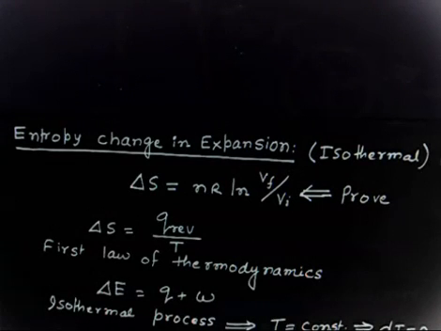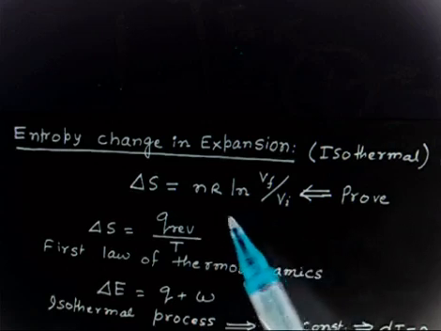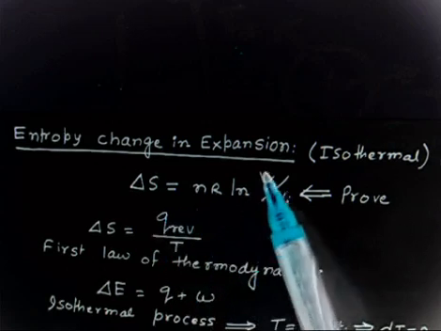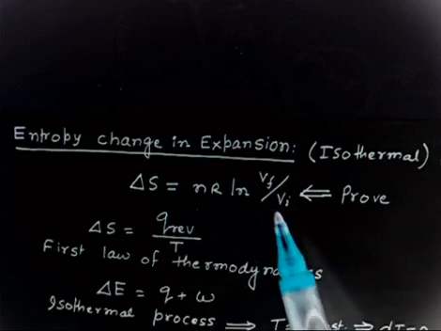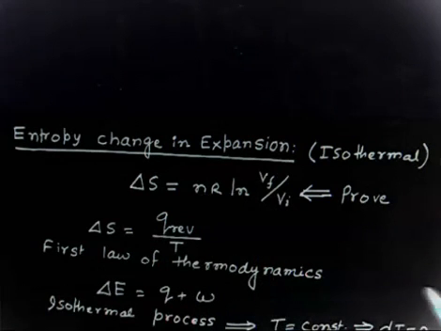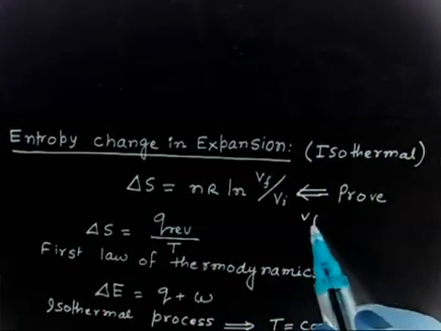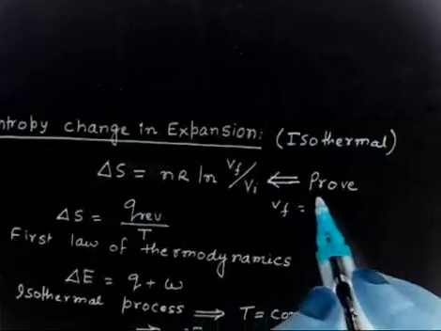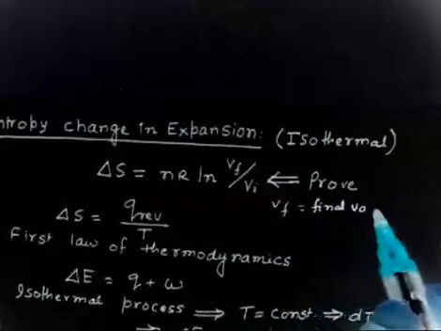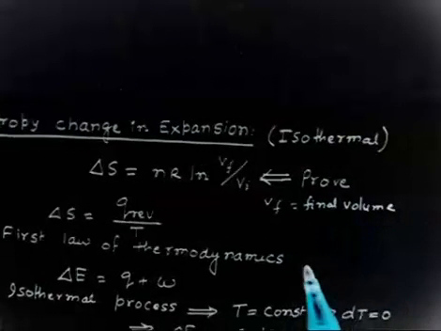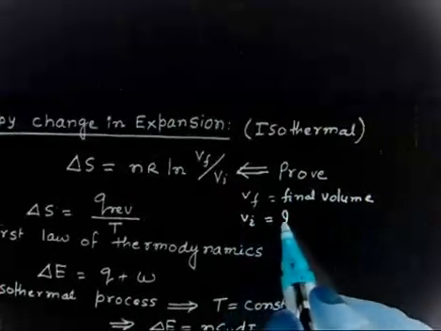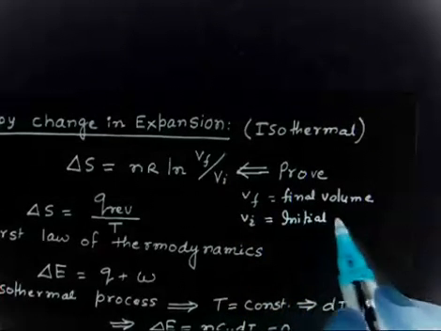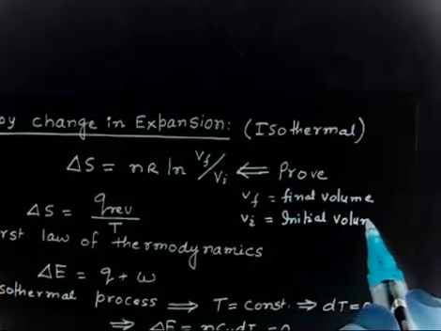Now the first result is entropy change in isothermal expansion. So I have an isothermal expansion process. Entropy change is given by delta S = nR ln(Vf/Vi), where Vf is the final volume of the system and Vi is the initial volume of the system. Are you getting or not? So this is your initial volume.